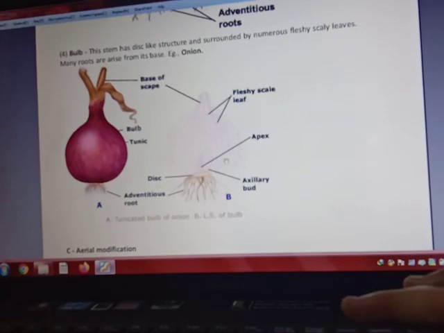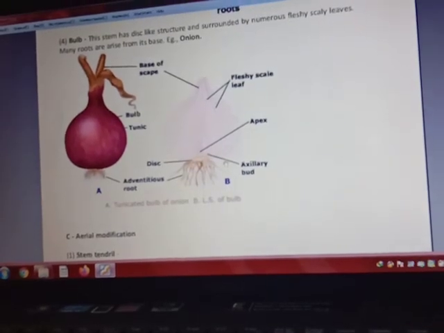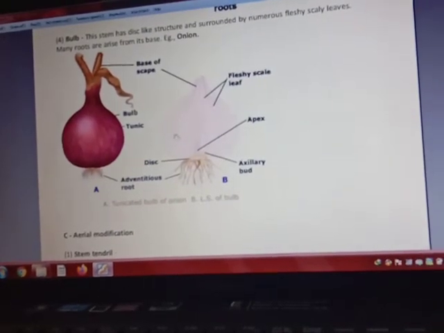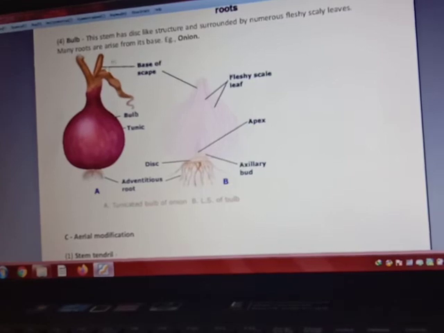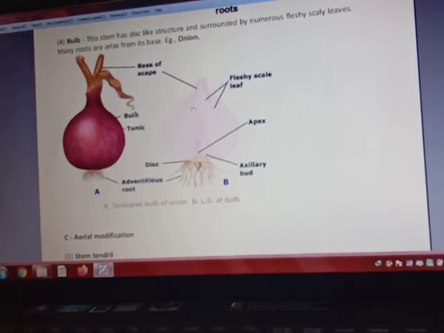Then is a bulb in case of the onion plant. Bulb means it has a bulb-like structure, and there is one outer layer present that is known as a tunic. It is surrounded by so many fleshy or scaly leaves, alright, which arise from the base. There are basically, students, two types of tunic. One is simple, second is compound. Okay, and in case of an onion, a simple tunic is present.